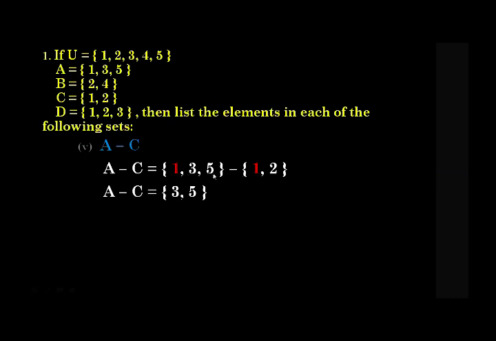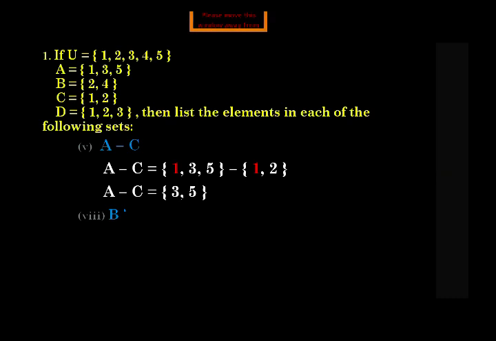What are the common elements in both sets? 1 is the common element, which is present in set A and also present in set C. So 1 is the common element and the remaining elements of set A are the answer. What are the remaining elements in set A? 3 and 5. So the answer is 3 and 5. It doesn't matter what is left in the next set, that is set C. We always focus on our first set, that is set A, and the remaining elements are 3 and 5. This is our answer.